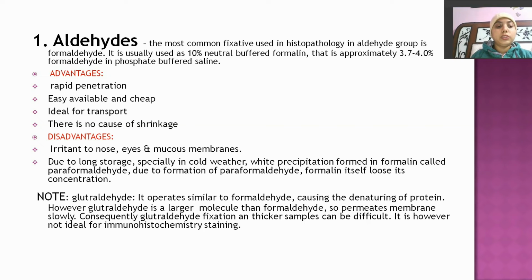Note that glutaraldehyde is also part of the aldehydes. It operates similarly to formaldehyde, causing denaturing of the protein. However, glutaraldehyde is a larger molecule than formaldehyde, so it permeates membranes slowly. Consequently, fixation of thicker samples can be difficult. It is also not ideal for immunohistochemistry staining.